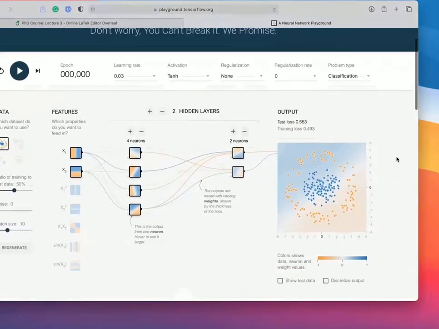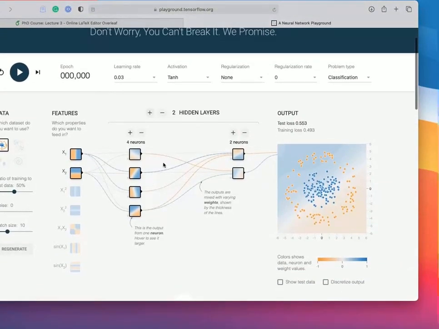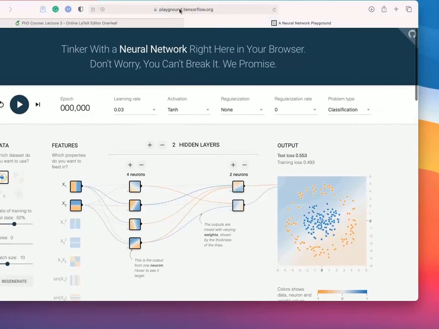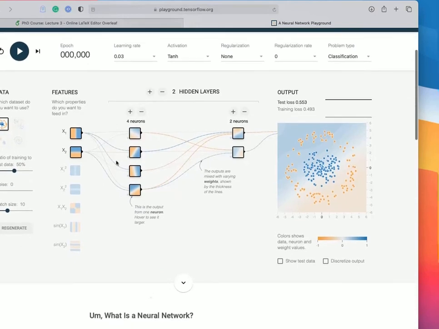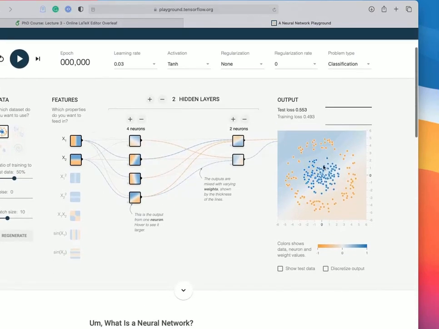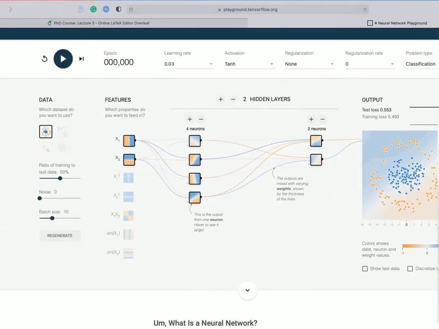This is a website that allows you to play with neural networks. This is the data that you want to classify, and you give it the answer. Do you see this, by the way? Or are you still seeing the presentation?